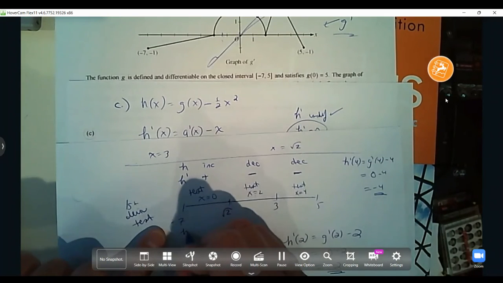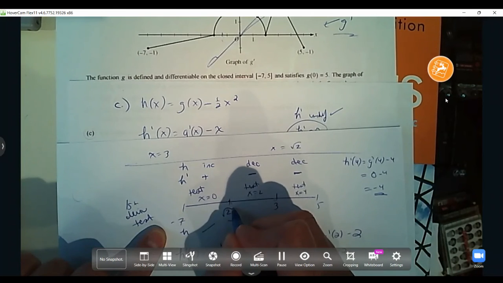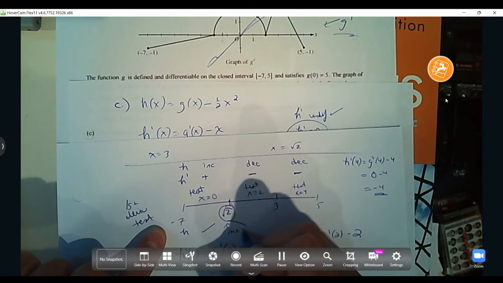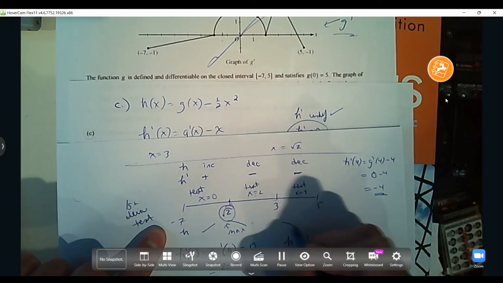So if your function h is going from increasing to decreasing, then this is definitely a max location. And if you're going from decreasing and then still decreasing, this is neither.